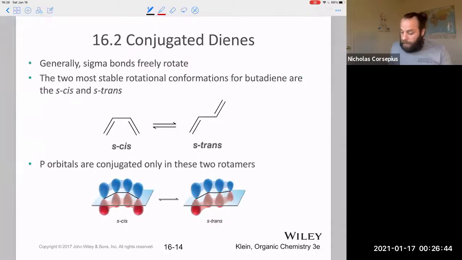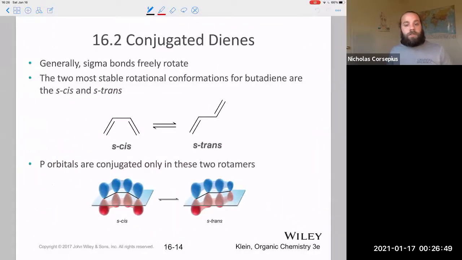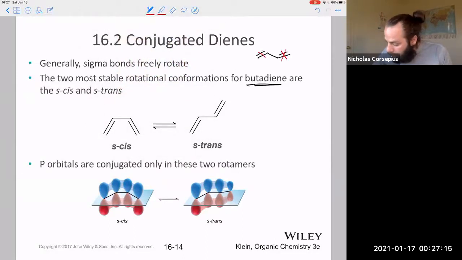All right, so last thing we're going to discuss is the rotational conformations of a conjugated diene. In particular, we're going to look at 1,3-butadiene. So something like this. When we draw our molecules, we almost always do them in this elongated fashion. Remember about double bonds, you can't rotate about a pi bond, but you can rotate about this sigma bond here.